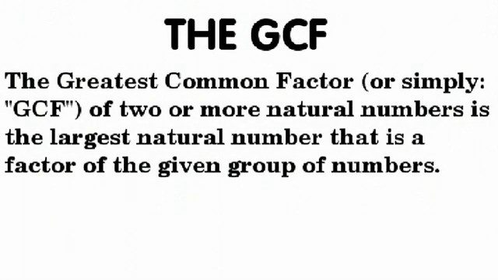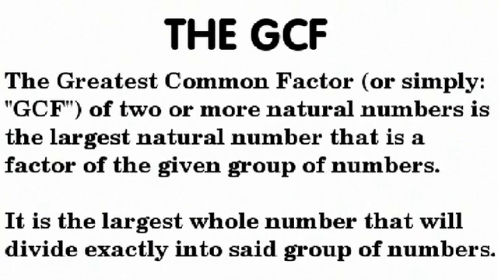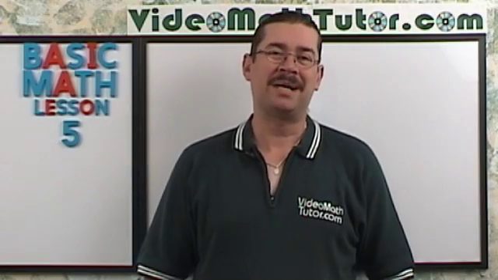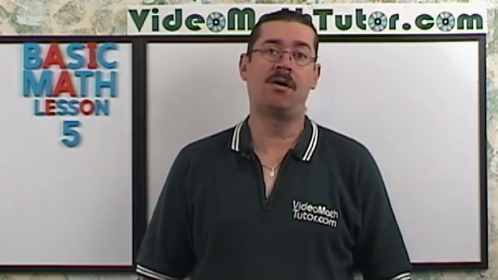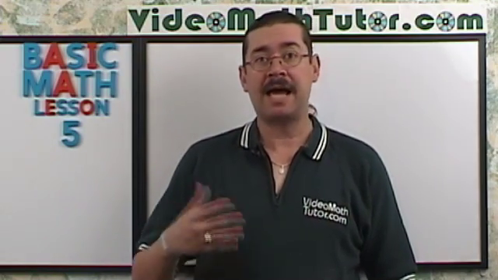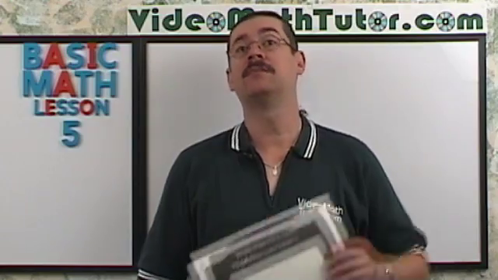The greatest common factor, or simply GCF, of 2 or more natural numbers is the largest natural number that is a factor of the given group of numbers. It is the largest whole number that will divide exactly into said group of numbers. By the way, the GCF is also called the greatest common divisor, or GCD. And that's actually the typical name that's used for graphing calculators.